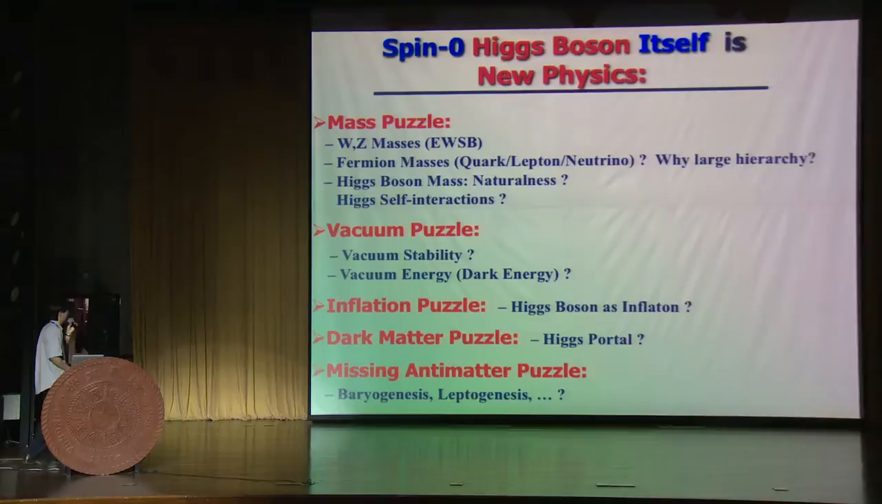And finally, we have the missing antimatter particle, the baryon asymmetry. So like a possible realization of baryogenesis, but unfortunately within the standard model, electroweak baryogenesis cannot be realized. It has to go beyond, and also the possibility with the neutrino mass generation and the chirality of the lepton sector, so leptogenesis and so on.